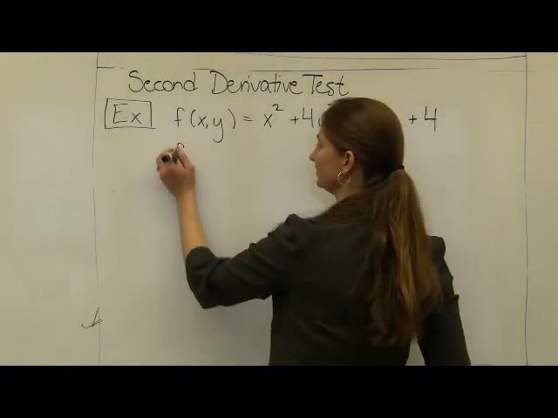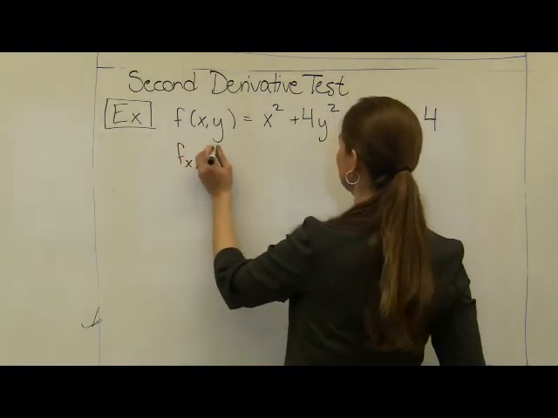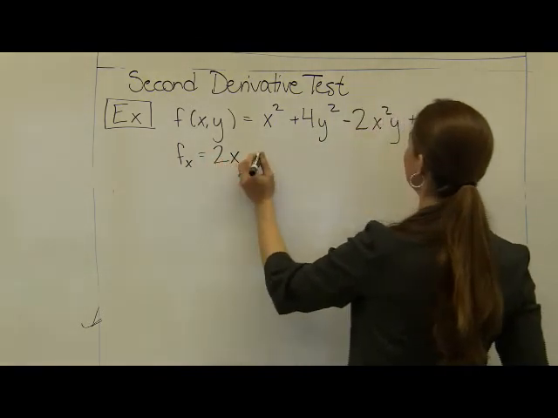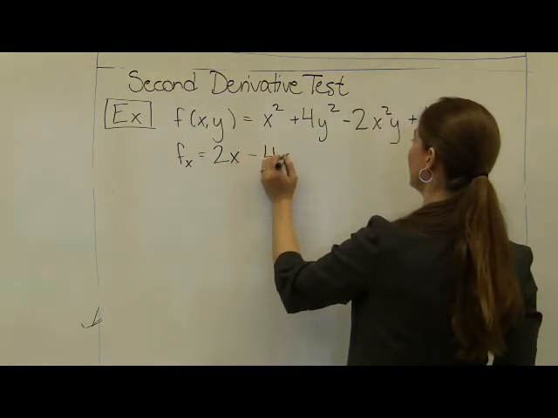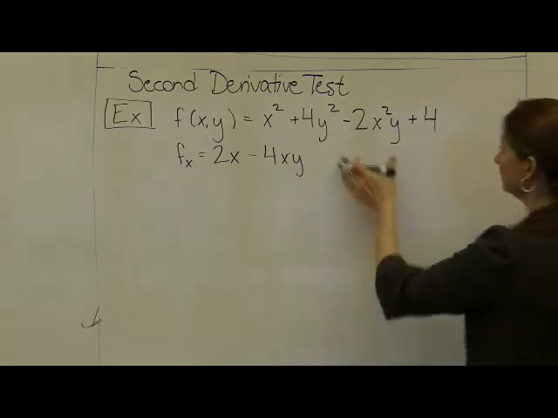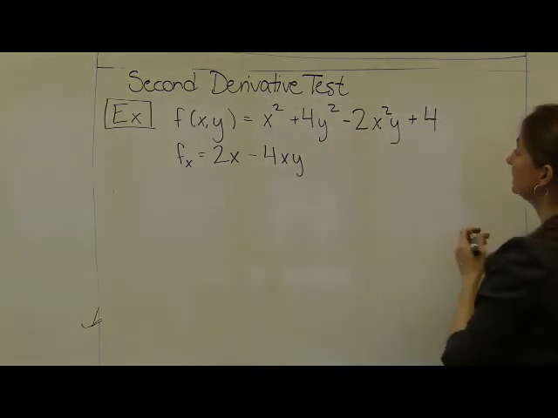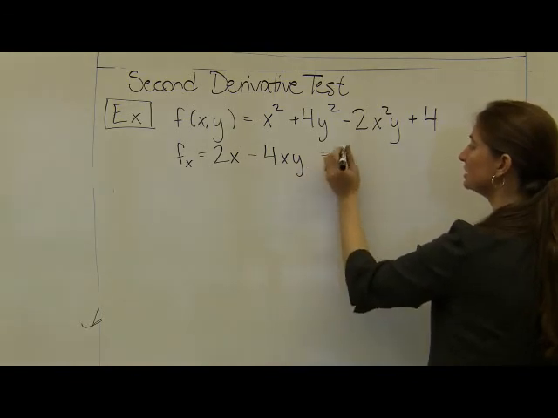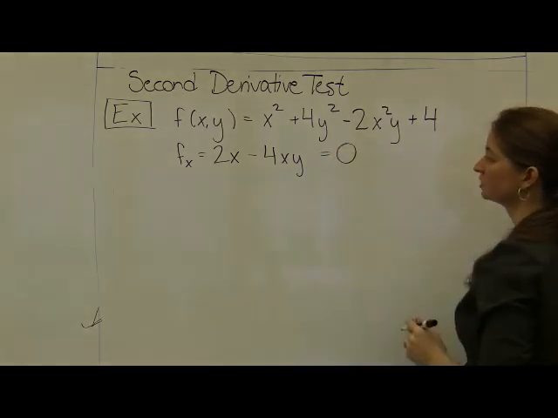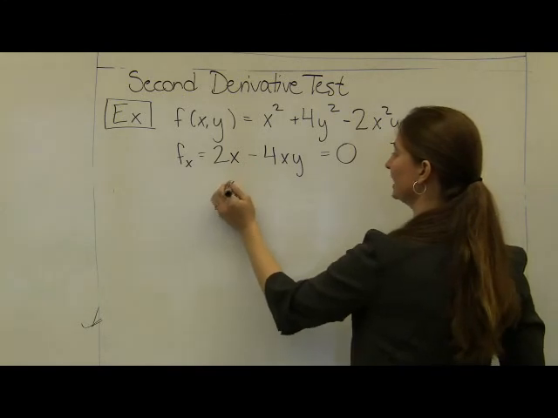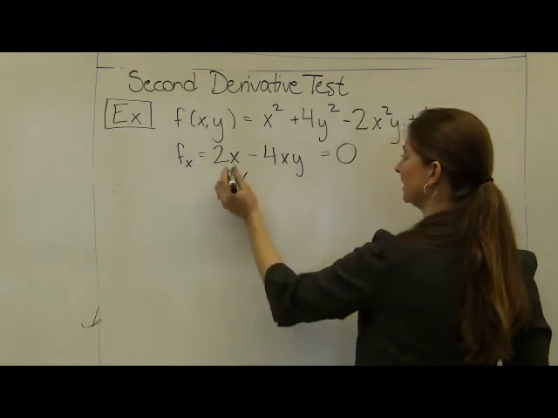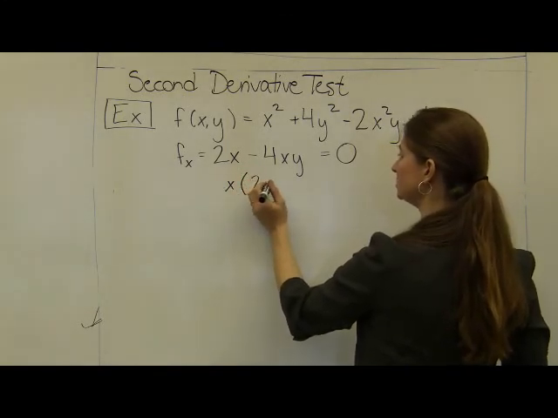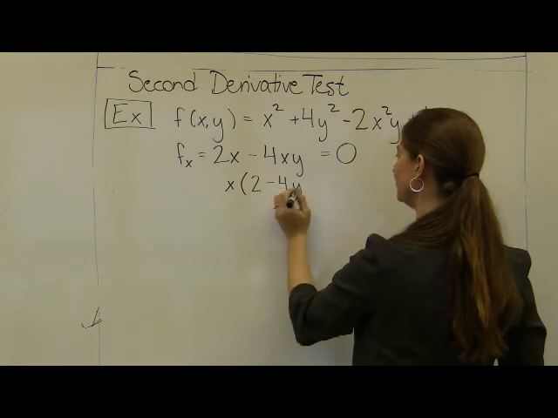Let's take partial derivatives. So my partial derivative with respect to x is given by 2x minus 4xy. I believe that's correct. I know that this is continuous, each of the pieces are continuous, so I want to see when this function is equal to 0. I can factor out my x, and I get x times (2 minus 4y).